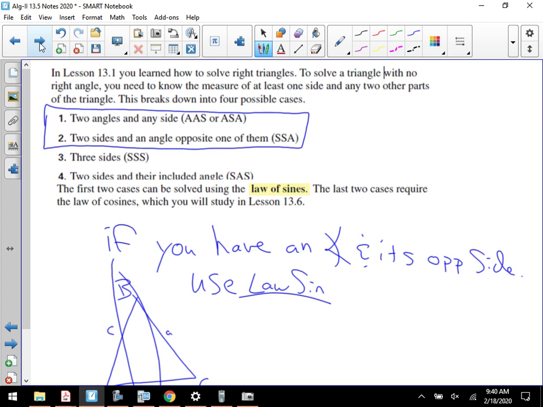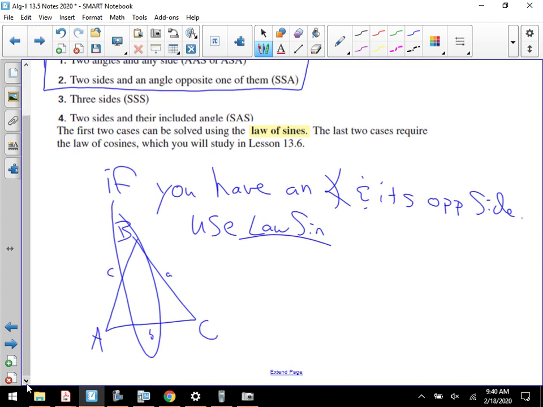And obviously when we get all 3 sides, that's when we use law of cosines. And if we have a side-angle-side with the included angle, we would also wind up using law of cosines. We'll talk about law of cosines tomorrow. Okay. Now, when you use these things, I'm going to draw pictures that look like this every single time. It's just a really generic picture.